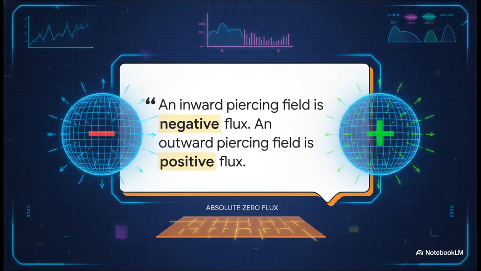So, the most crucial point here is captured in this really simple rule. An inward piercing field gives you negative flux, an outward piercing field gives you positive flux, and a skimming field, one that just runs right along the surface without actually going through it, is an absolute zero. If you understand how to just look at a surface and tally up what's coming in versus what's going out, well, you've pretty much mastered flux.